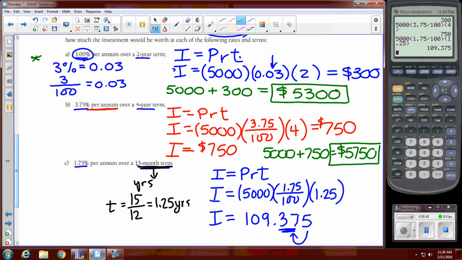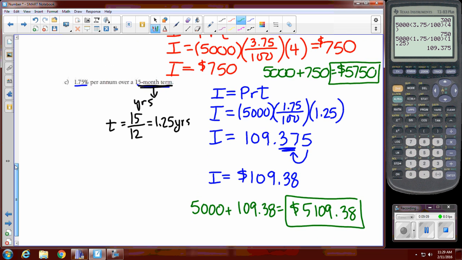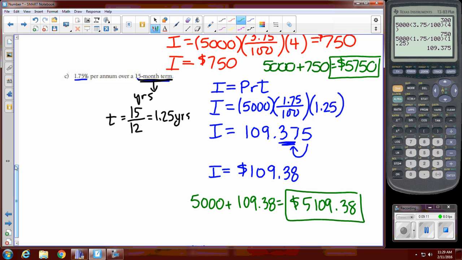So if we compare these amounts, each time we're adding that back on, if we had it in for 3% for 2 years, we'd have $5,300 in there. If we had it in 3 3/4% for 4 years, so our interest rate is higher than in A, and the time we have it in is higher than in A, we're going to make more interest. We're going to make $750 worth of interest because it's in for a longer time at a higher interest rate. So we're going to get $5,750 at the end of that will be our bank account total, or our balance. And the last question is just saying, well, we have a really low interest rate at 1 3/4%, and we're only keeping it in for just over a year, 15 months. So that's why our interest was a little lower.